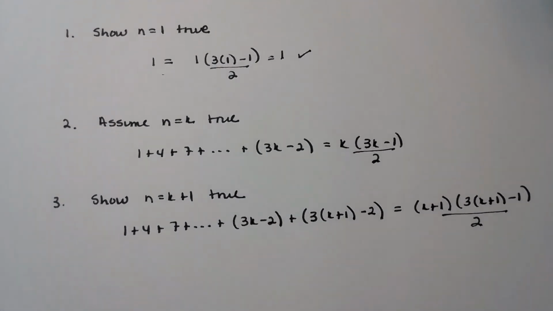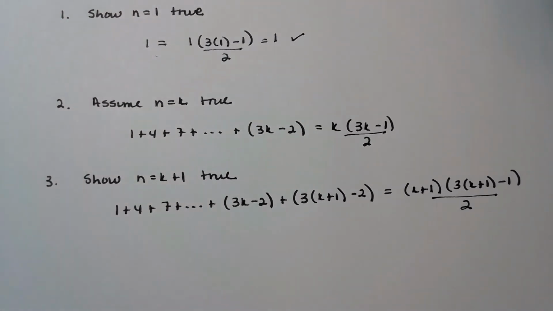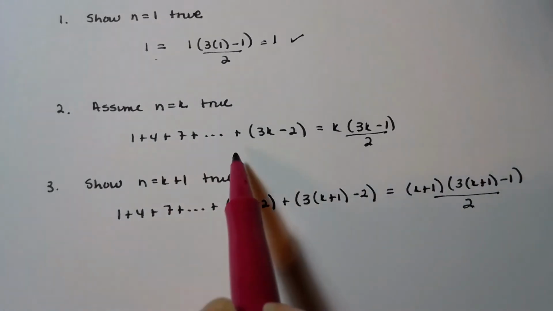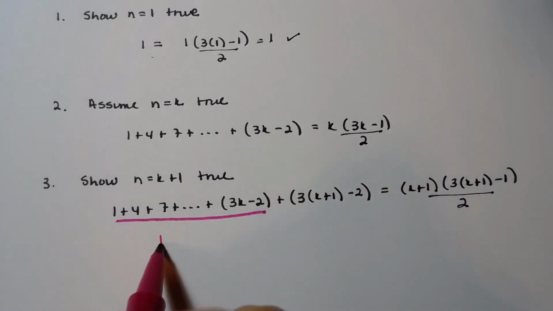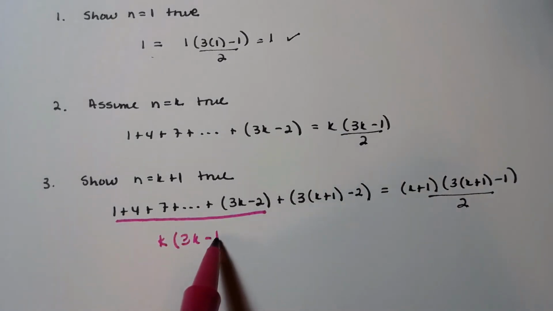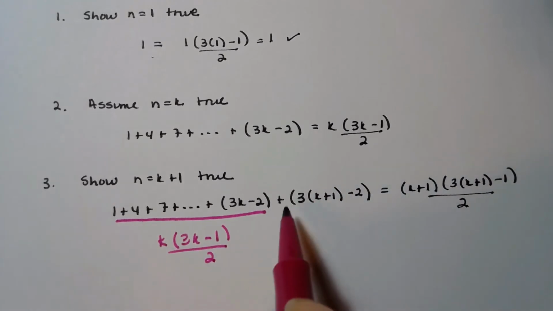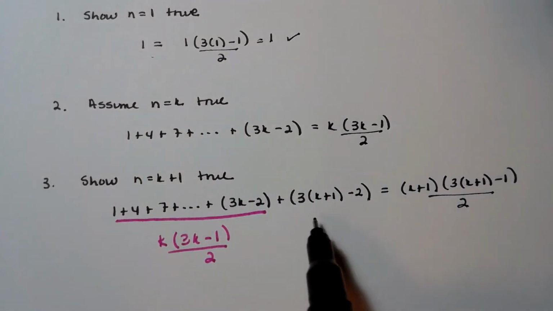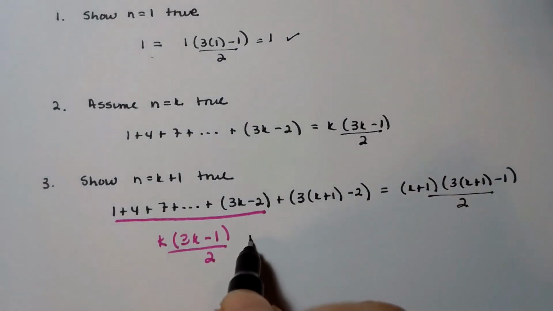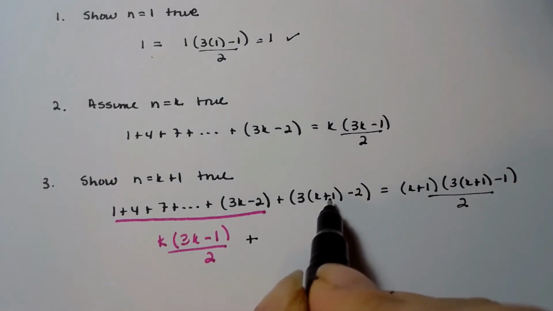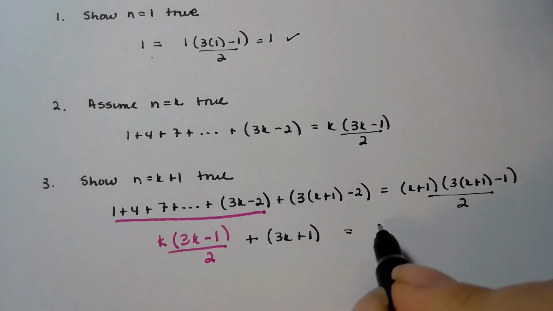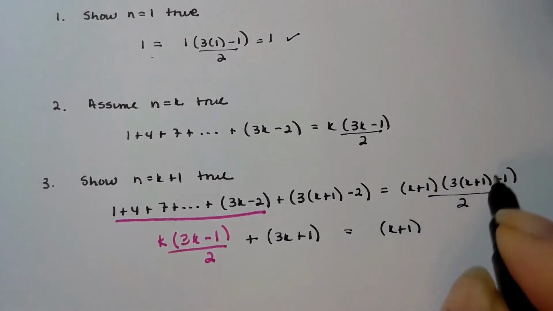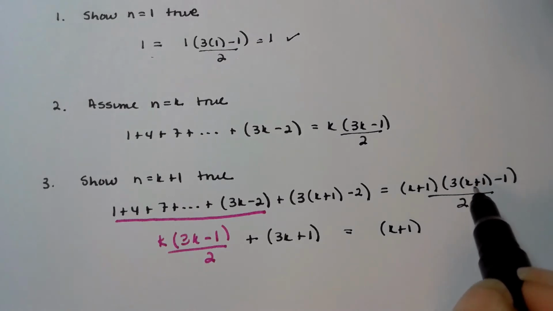So now at this point I want to show that the left side equals the right side. Again, I'm going to use that assumption from above, and replace all of this mess with that. So this is k times 3k minus 1 all over 2. Now I'm going to clean up this little piece here, so don't forget about that. Plus, inside here I'm going to have 3k plus 3 minus 2, so that gives me 3k plus 1. And over here, it's k plus 1, and it's going to be 3k plus 3 minus 1, which is 3k plus 2.